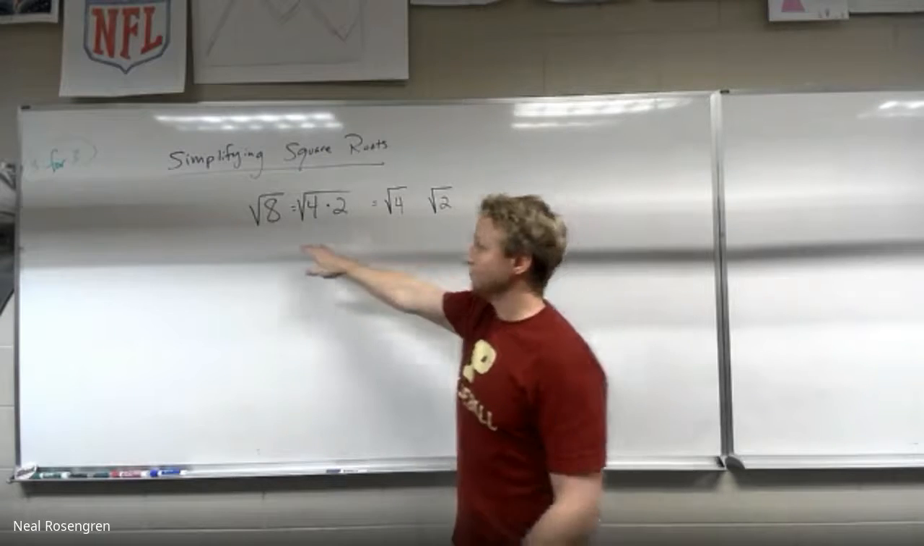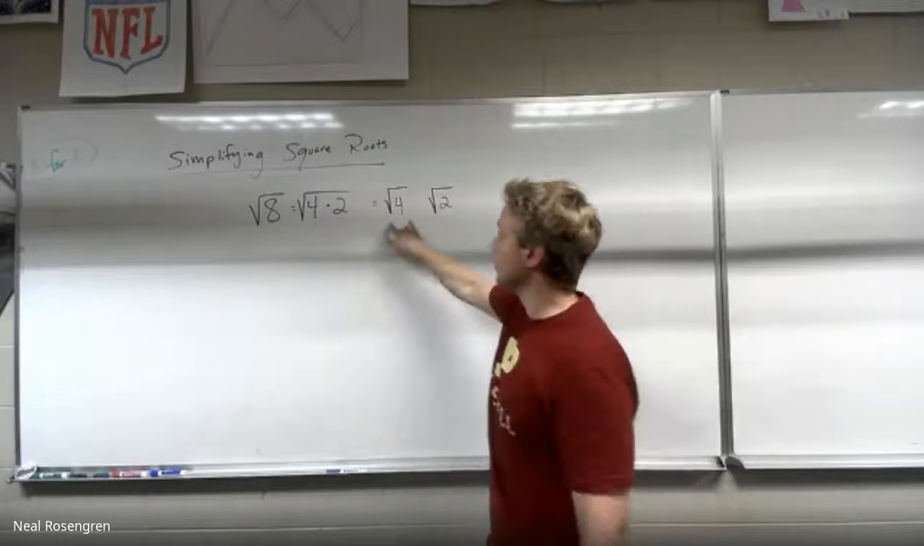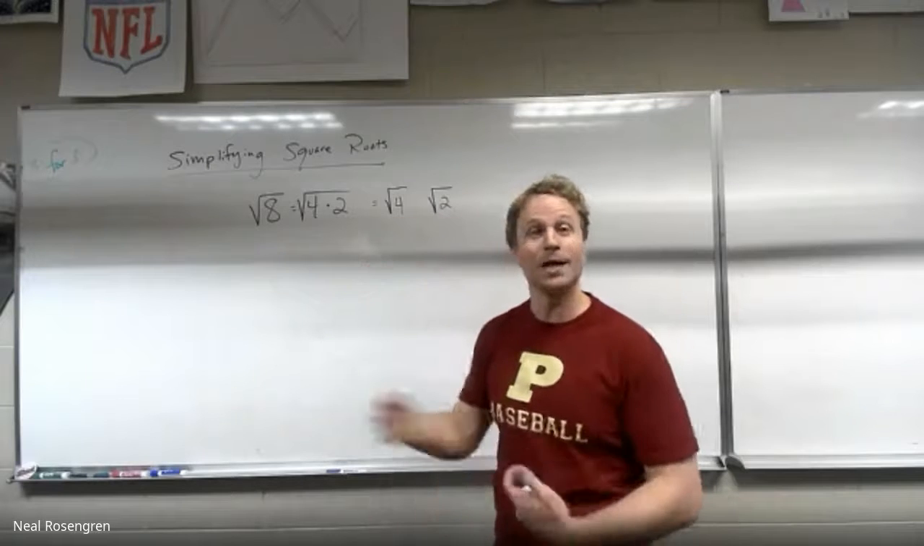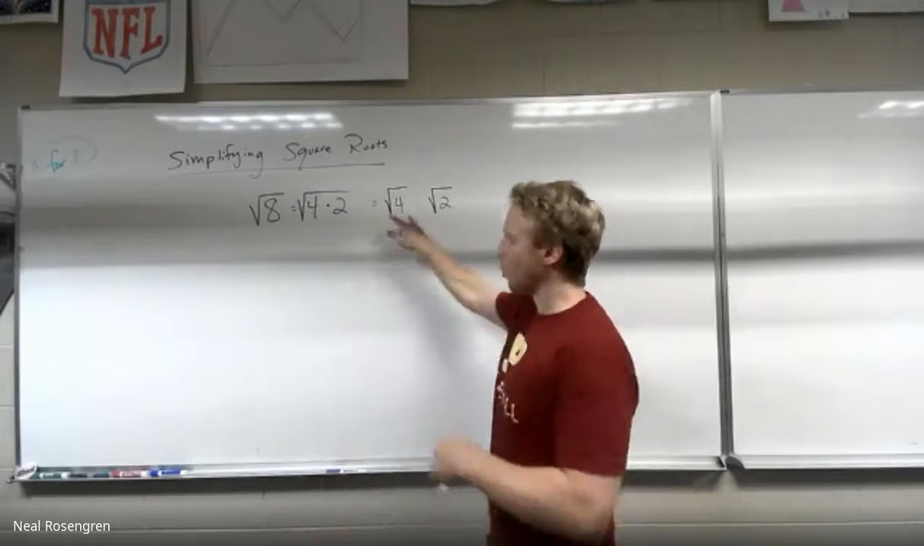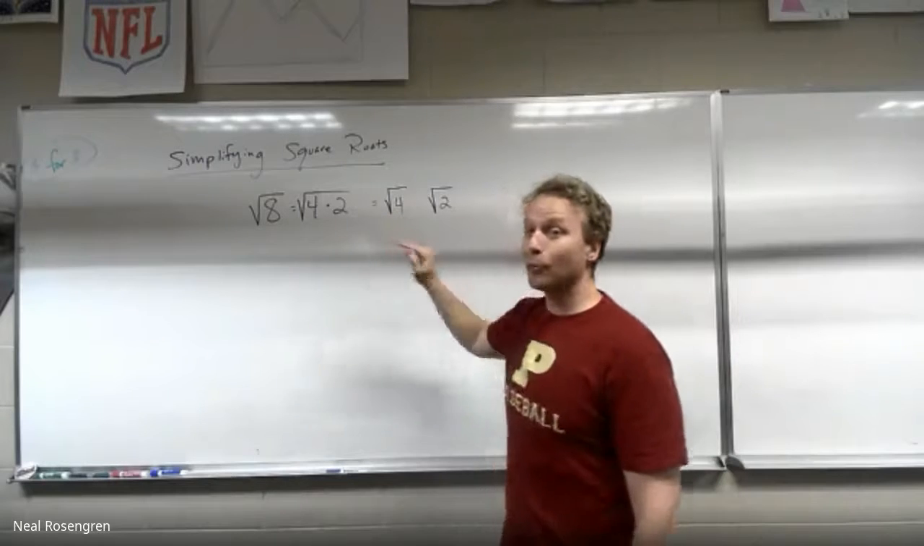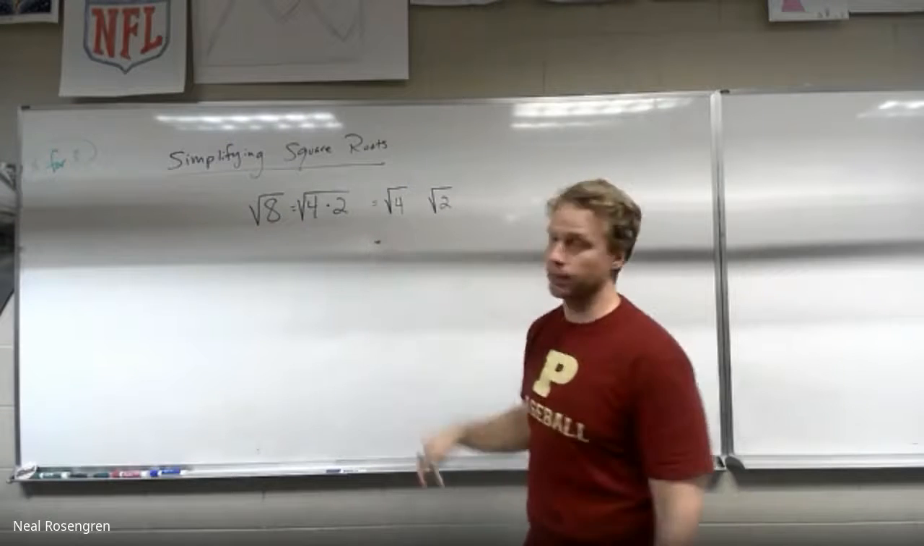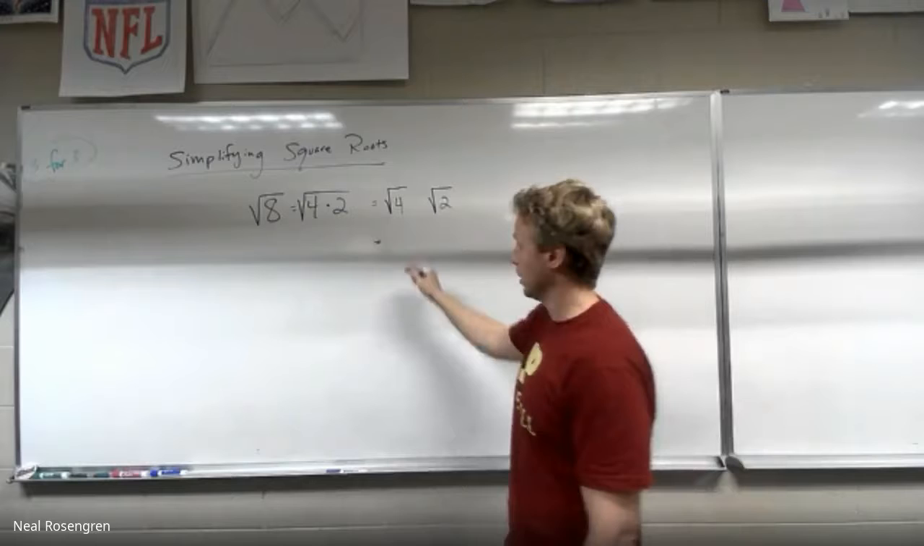Square root of 8, not nice. But it did have a really nice number that went into it nicely, right? 4 goes evenly into 8. And the square root of 4, so I'm going to work vertically so you can see how things connect right here. The square root of 4 is 2.